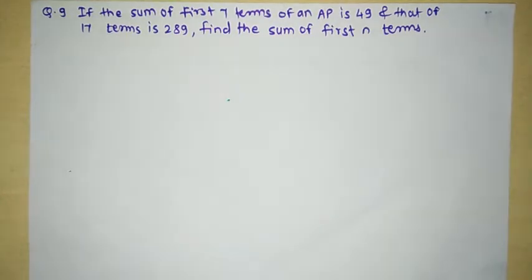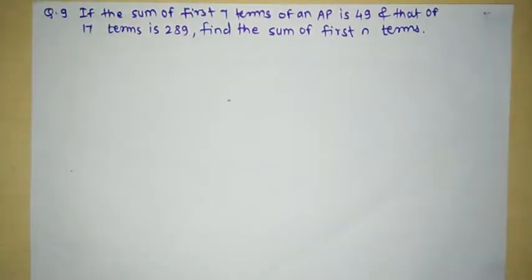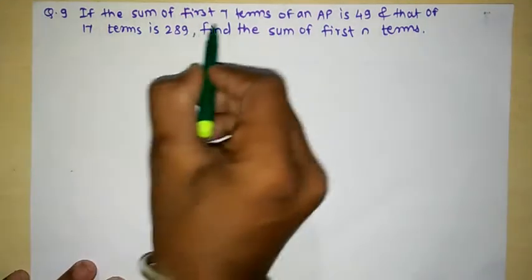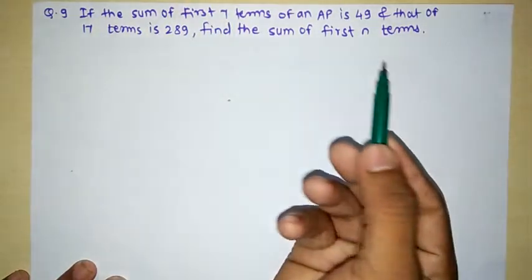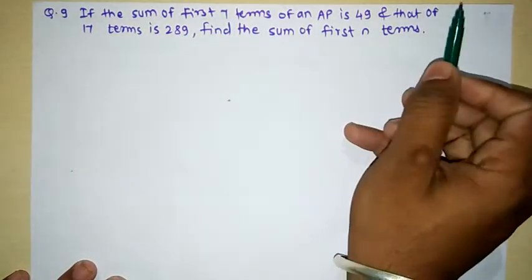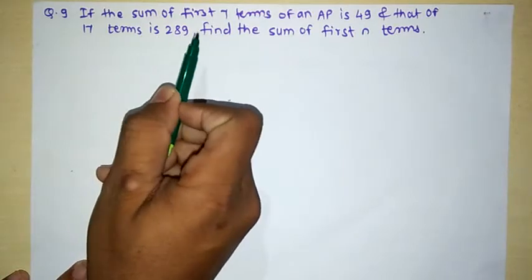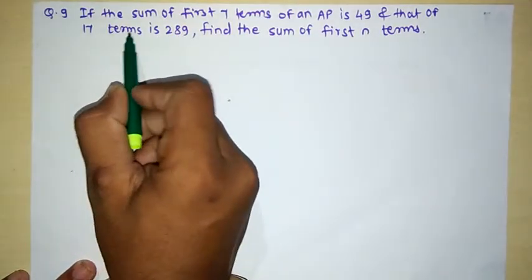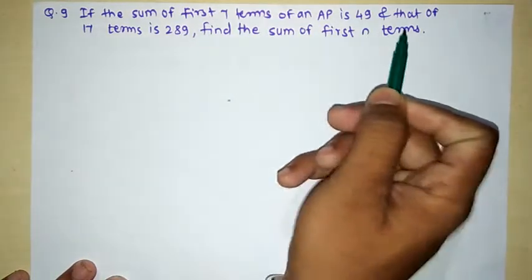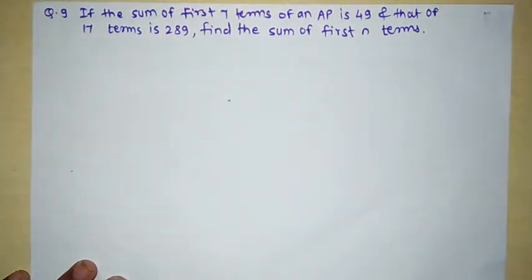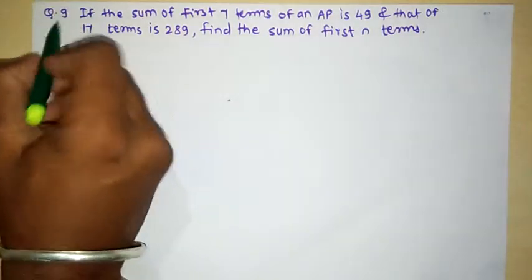Hi students, today we will see question number 9 from exercise 5.3. In question number 9, what is asked? If the sum of the first 7 terms of an AP is 49 and that of the first 17 terms is 289, find the sum of the first n terms. Here we have to find the sum of the first n terms. Let us see the solution.